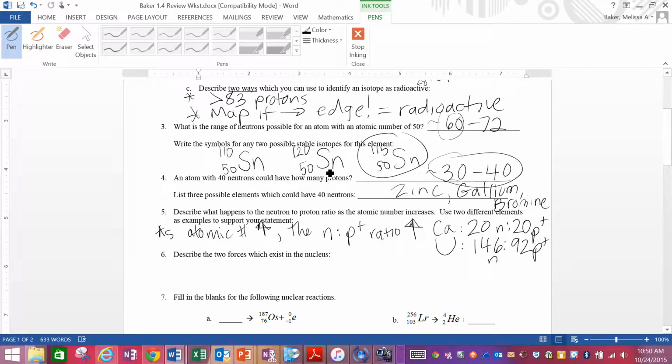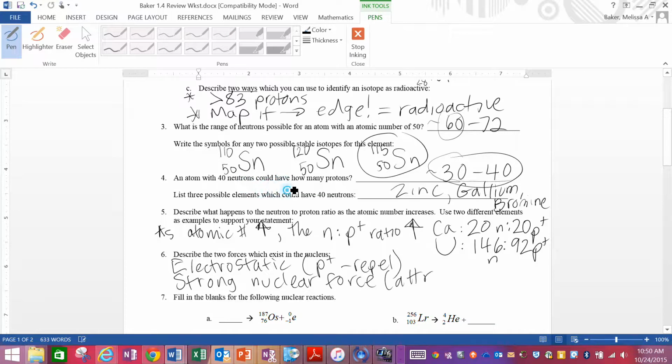Number 6, describe two forces that exist in the nucleus. Well, there is the electrostatic force. This is the repelling force. The protons are positive, and so they repel each other. And you'd think the nucleus would want to fall apart, but there's a different force in there, the strong nuclear force. This is the attractive force that holds protons and neutrons together. It's like the glue.